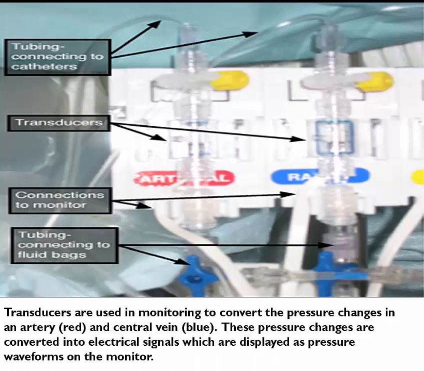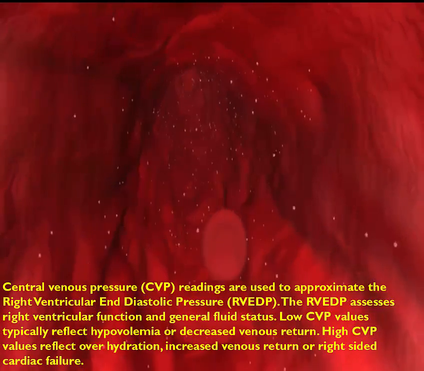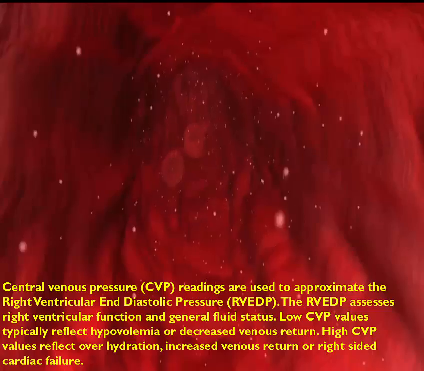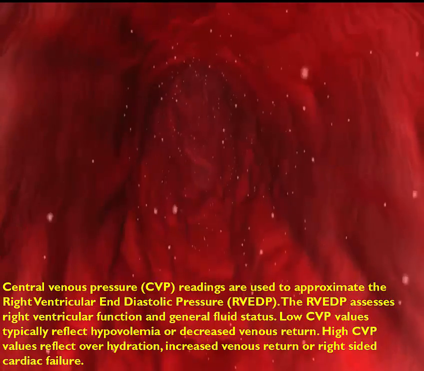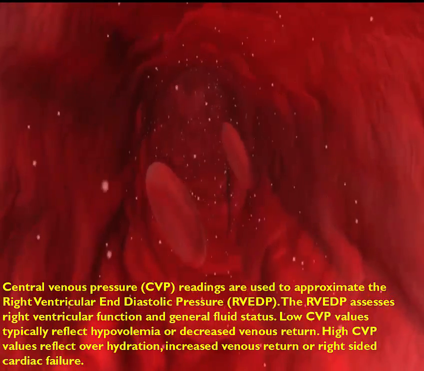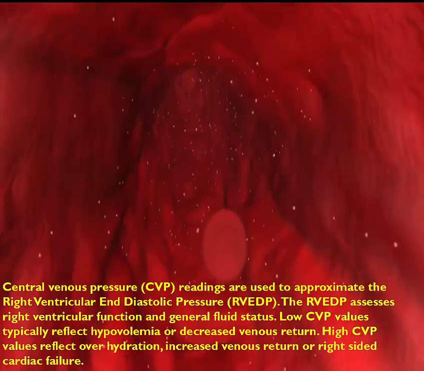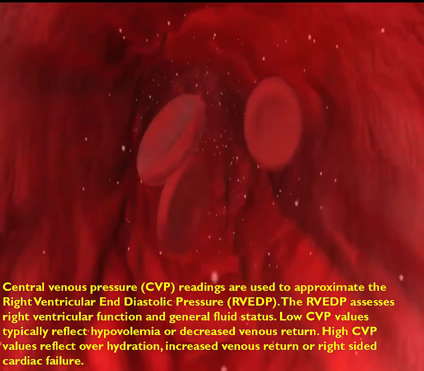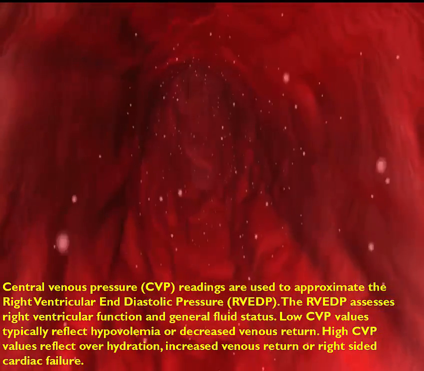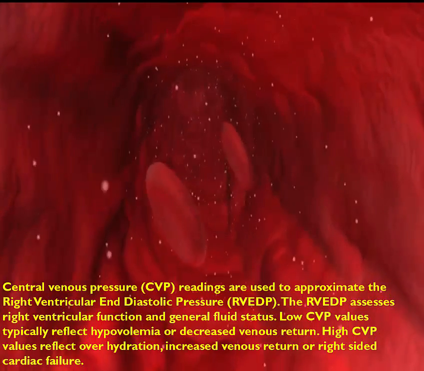Transducers are used in monitoring to convert the pressure changes in the artery, which is red, and central vein, which is blue. These pressure changes are converted into electrical signals, which are displayed as pressure waveforms on the monitor. Central venous pressure readings are used to approximate the right ventricular end diastolic pressure. The right ventricular end diastolic pressure assesses right ventricular function and general fluid status. Low central venous pressure values typically reflect hypovolemia or decreased venous return. High central venous pressure values reflect overhydration, increased venous return, or right-sided cardiac failure.